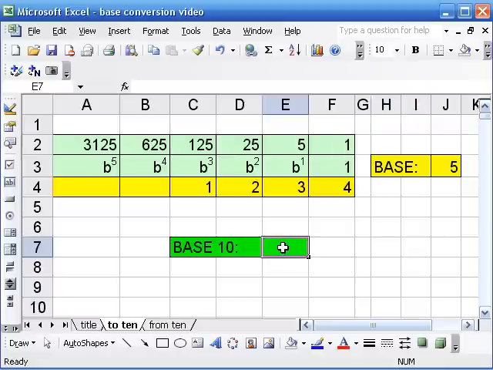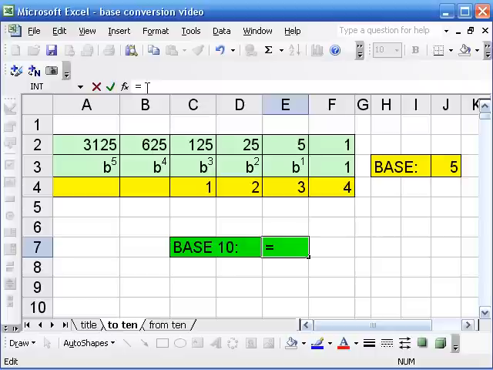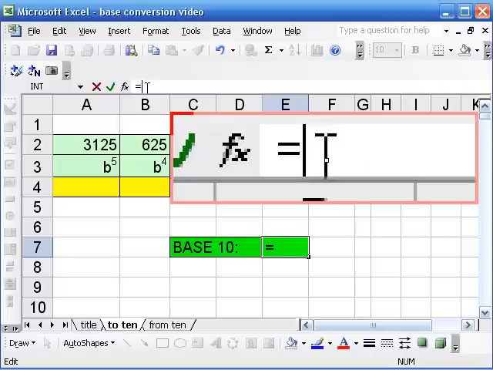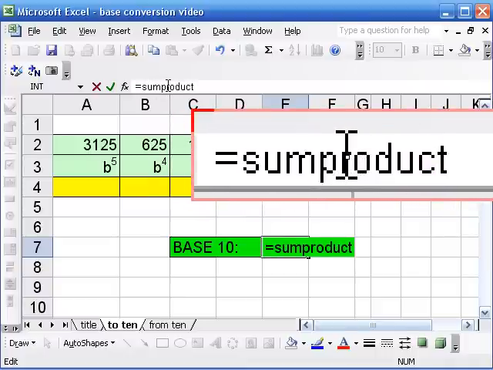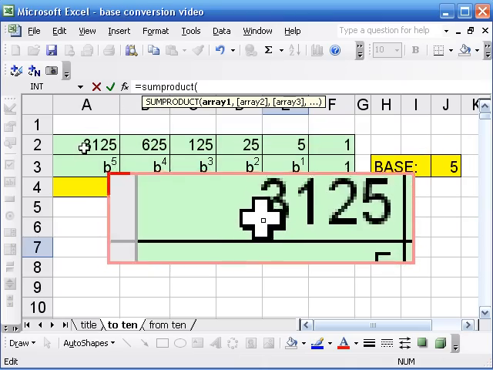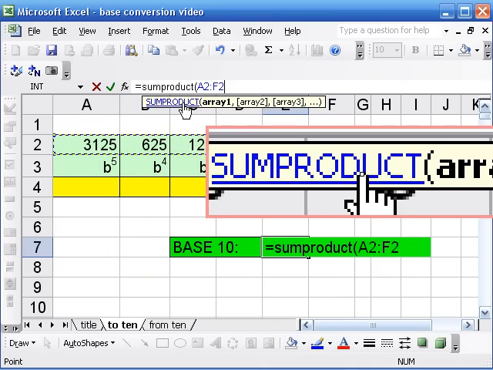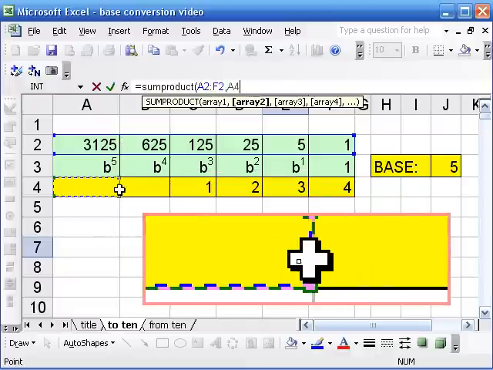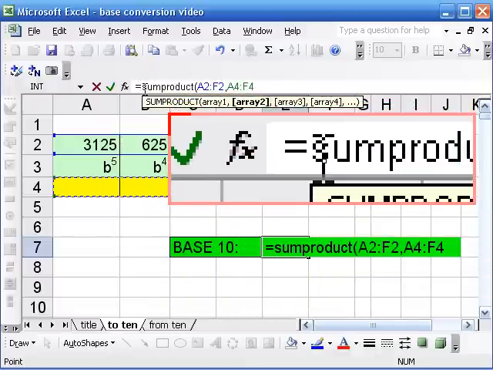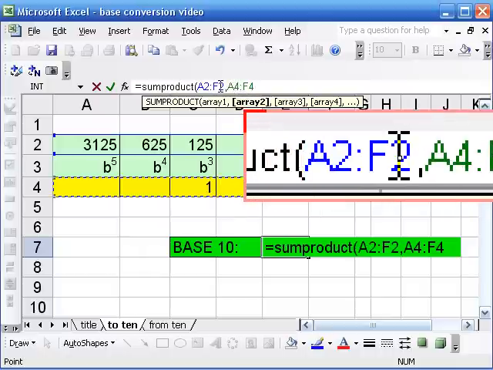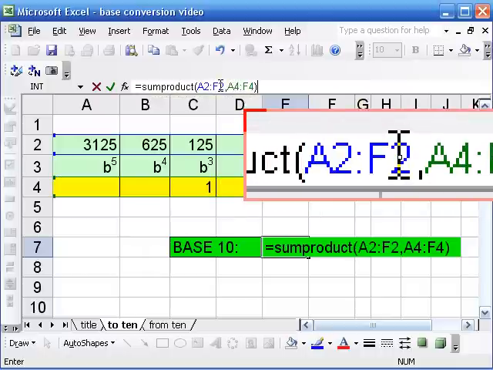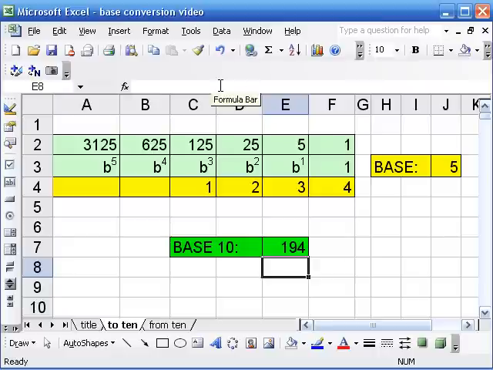There's also actually an Excel function called SUMPRODUCT that does this exactly. So we'll just use that. SUMPRODUCT of, and then I want to highlight one row and the other row. Those blank squares will just be zeros. So it's the SUMPRODUCT of this row and this row. So it'll multiply corresponding entries and then add up everything. And there we go. 1, 2, 3, 4 in base 5 is 194.